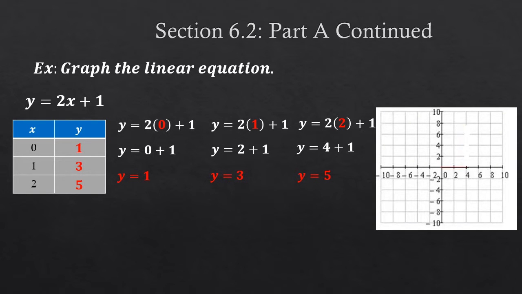Where is 0, 1? Start at 0, which is in the middle, and y says to go up 1. There's 0, 1. Where is 1, 3? Start at 1, go up 3. Where is 2, 5? Start at 2, go up 5. There's 2, 5. As you can see, your 3 points form a straight line. If your points do not form a straight line, that means you probably performed some miscalculations. If so, go back and check your math, because again, your points are supposed to form a straight line.